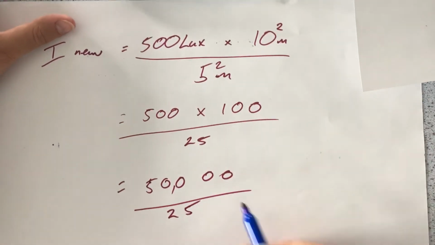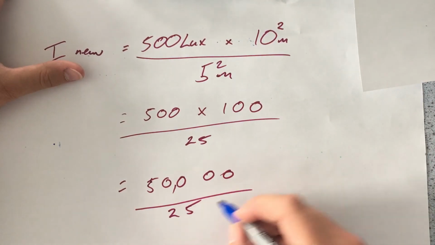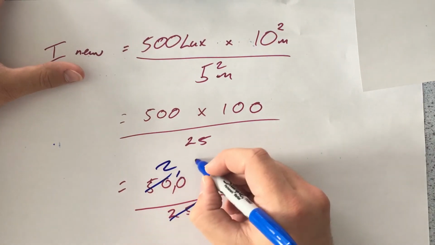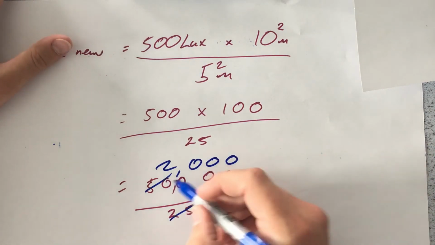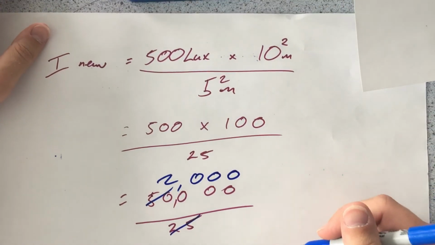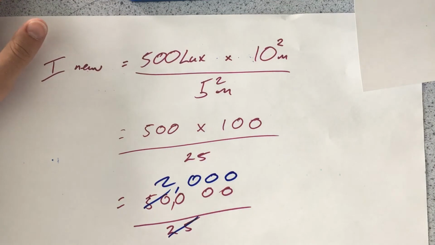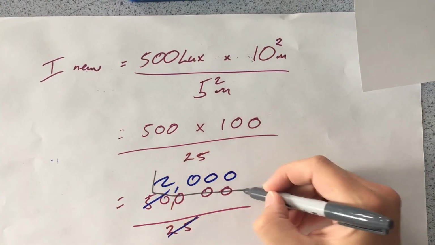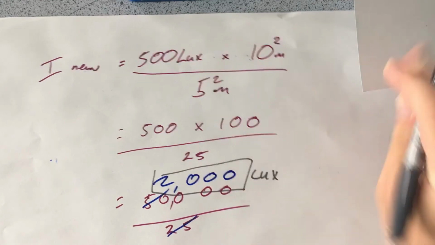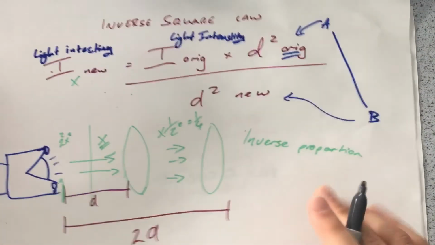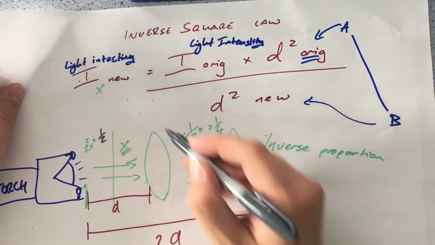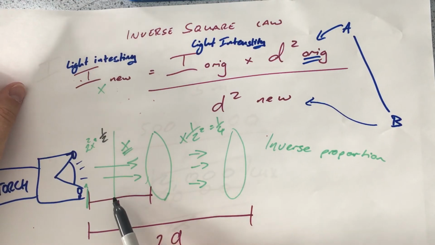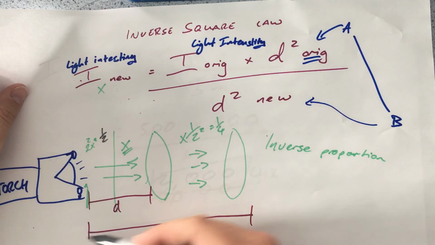Oh dear, mental maths time here now. It goes in there twice, remainder all that. So it's actually 2,000. So what does that actually mean? What have I shown here? The new light intensity is going to be 2,000 lux. And what did I say? If I was at D and I went to half D, then the light intensity wouldn't actually be twice as bright. It would be 4 times as bright. The same way if it went twice as far away, it would be a quarter as bright.